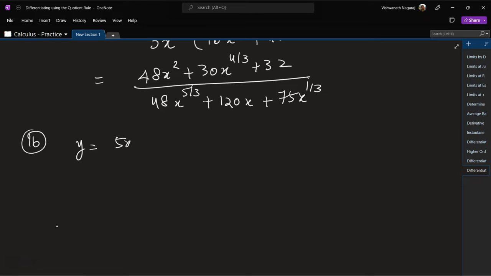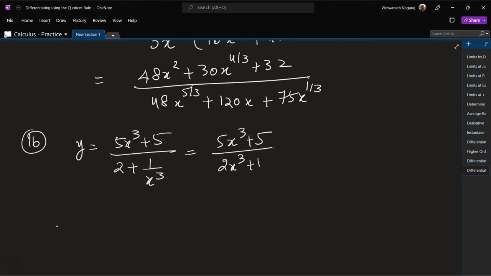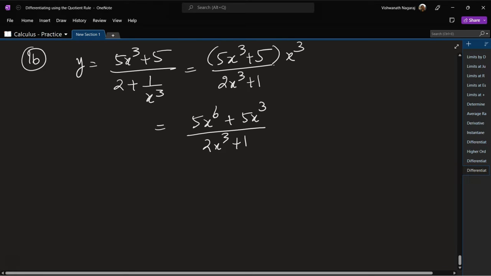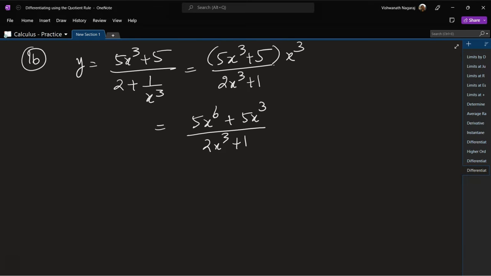Y is equal to (5x cube plus 5) by (2 plus 1 by x cube), which can be written as, again remember, this is another way in which we can do it: 5x cube plus 5, the denominator we add up, so we get 2x cubed plus 1 by x cube. That x cube we can bring on top, so this becomes 5x to the power of 6 plus 5x cube by 2x cube plus 1. We can do it like this. Or instead of writing 1 by x cube, we can write it as x to the power of minus 3.